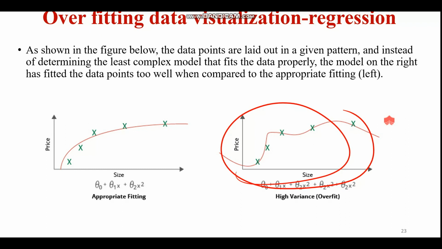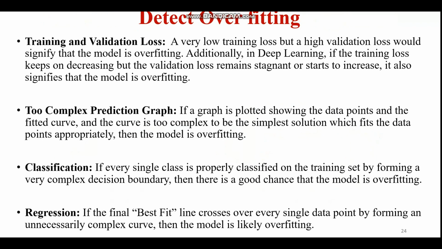So the data points here are laid out in a given pattern, instead of determining the least complexity model that fits the data properly. The model on the right has fitted the data points too well when compared to the appropriate fitting in the case.